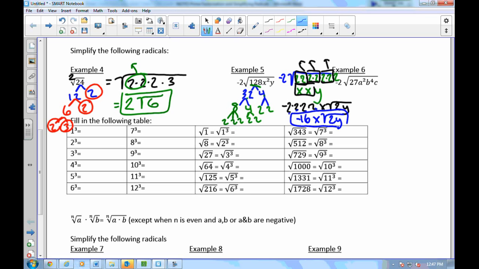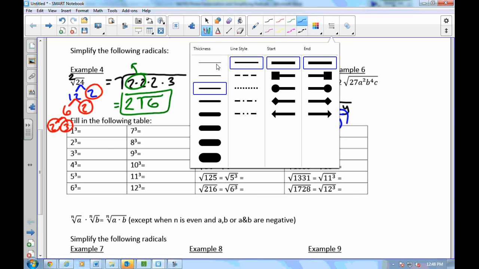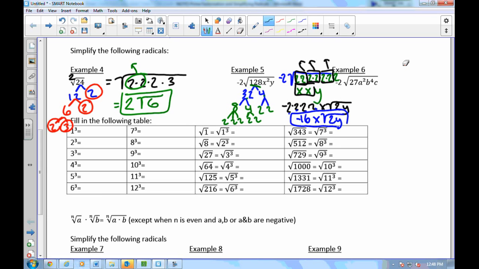Please try example 6 with your neighbor. Now you've seen how we do it with both integers and variables underneath. Please simplify example 6. Okay, the short schedule has put us behind schedule. So, let me go over really quick, make sure it's good to go, because we have a couple examples on the bottom we need to do.